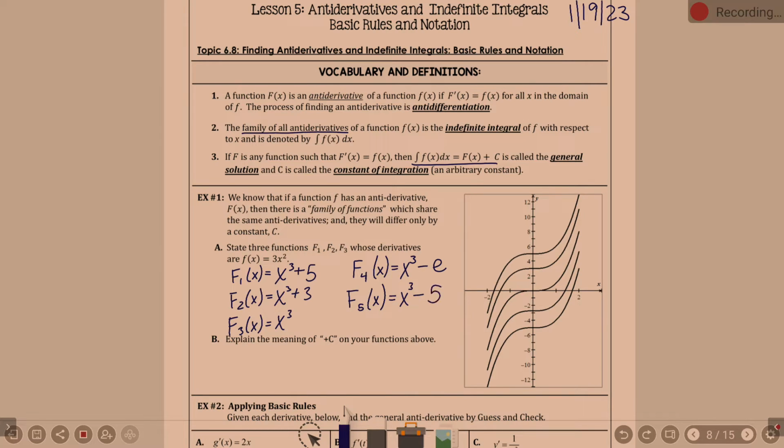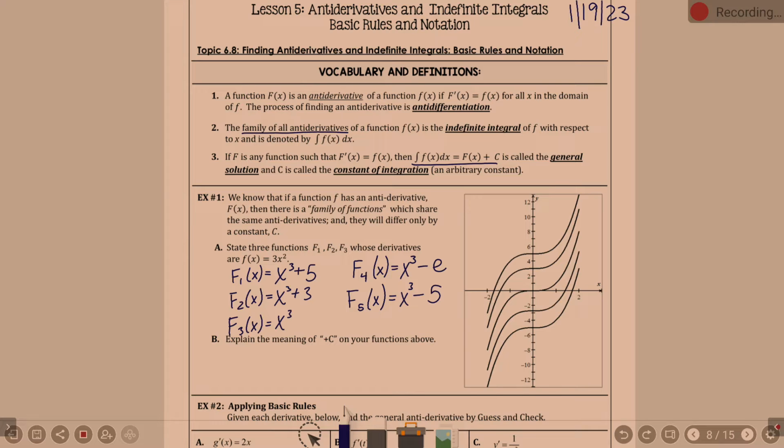X to the third minus 5. Okay, so explain the meaning of the plus C on your functions. In other words, the plus 5, the plus 3, the minus E, the minus 5, the plus 0, if you will. Okay, it's a vertical translation, yes. It's taking that graph up or down however many.